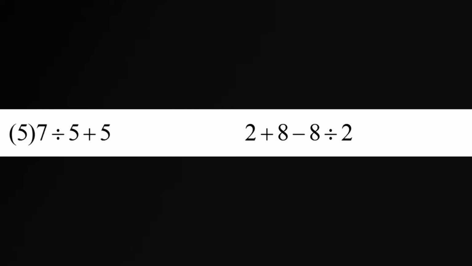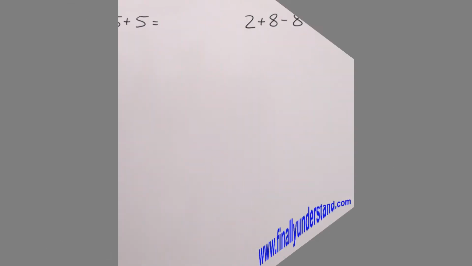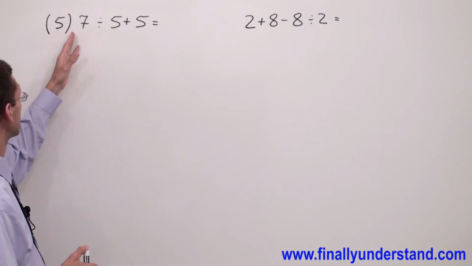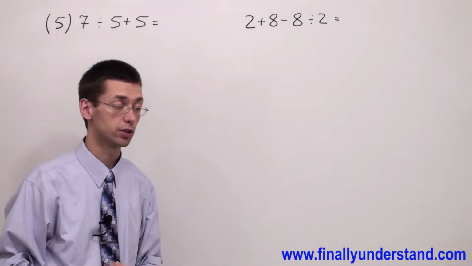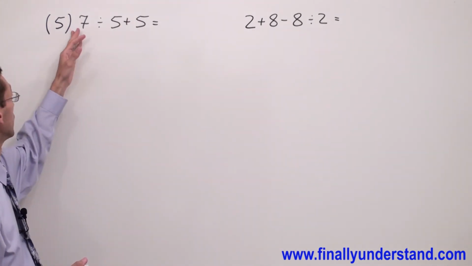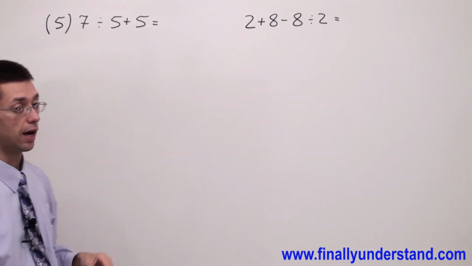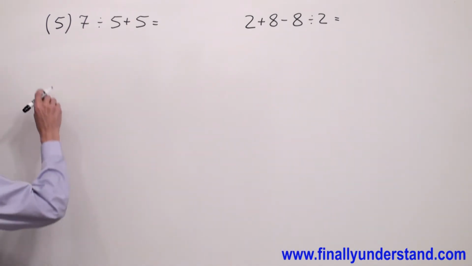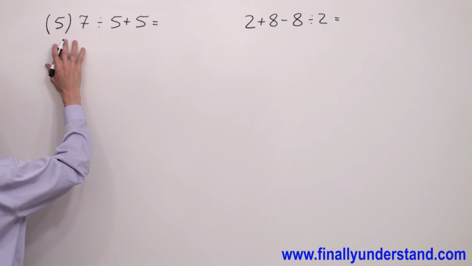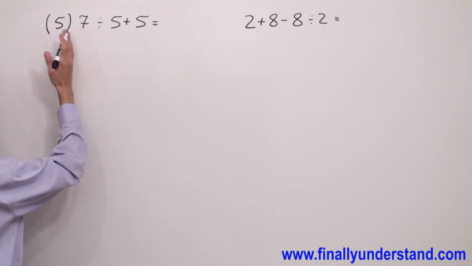Let's take a look at these two examples. In the first problem, we have operations: multiplication, division, and addition. You're supposed to keep in mind that operations like multiplication and division are equally important. What I mean by that? We're supposed to perform them from left to right.